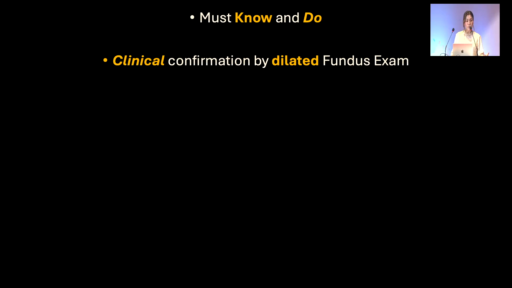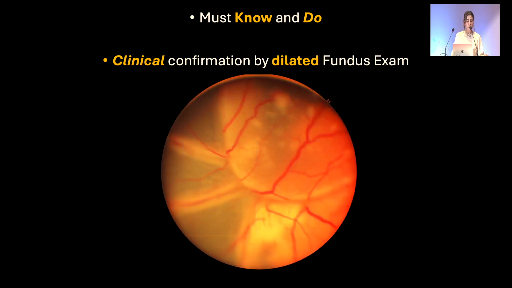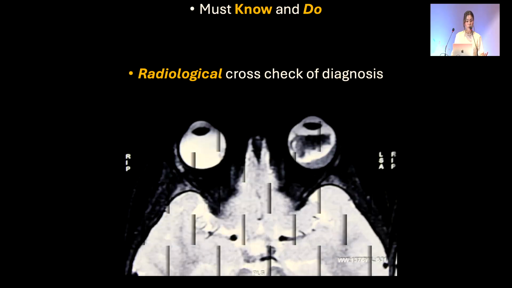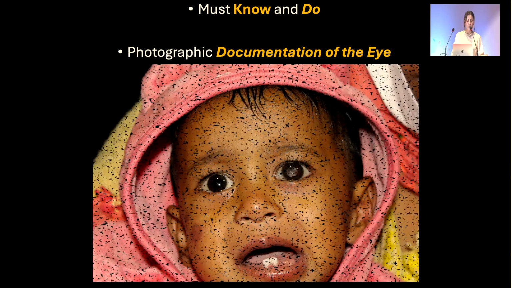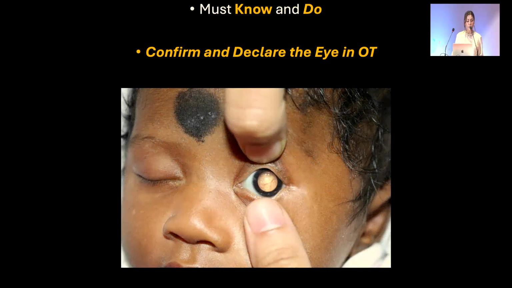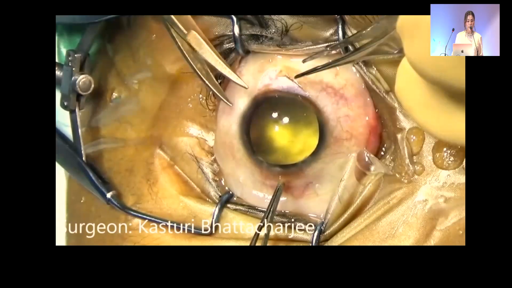But what all of us, especially all the residents and the fellows, should know is that before you start treating any retinoblastoma, the most important thing is that you need to do a dilated fundus examination, and it should be cross-checked by radiological pictures. The second most important is the photographic documentation. This is very important in managing any intraocular lesion or any lesion related to the face or the eye. And the next important thing: when you take the patient to the OT, check and recheck, confirm and declare the eye in the OT.